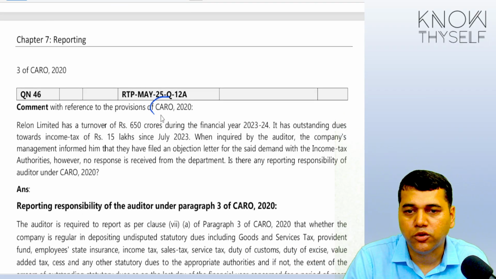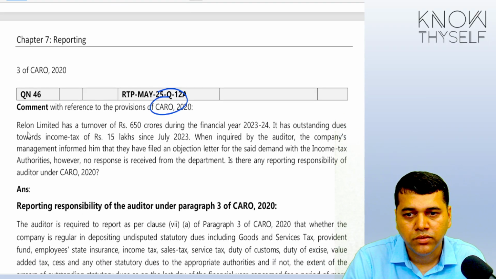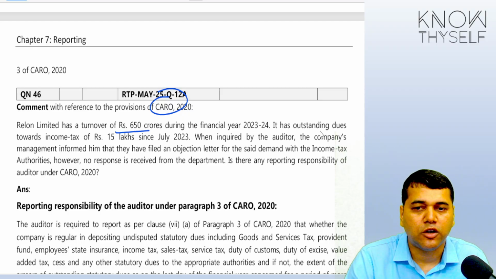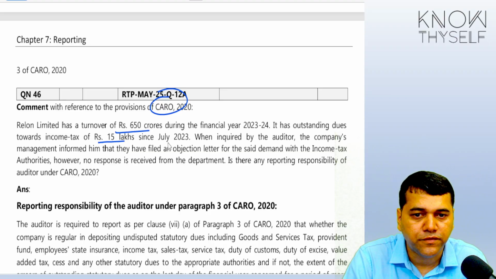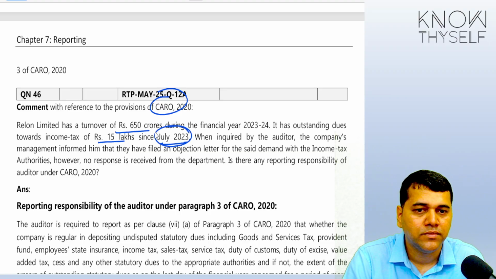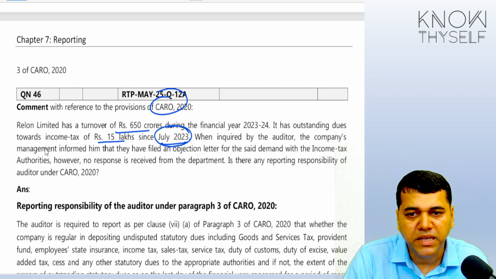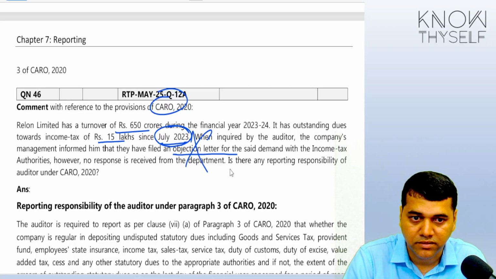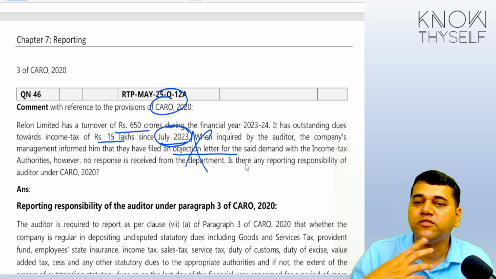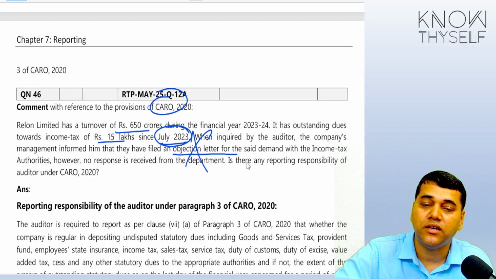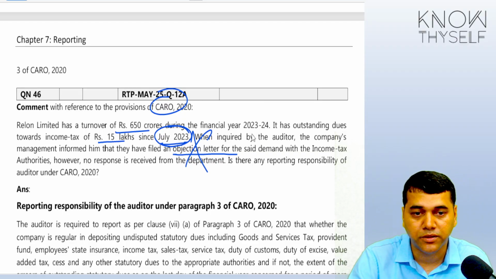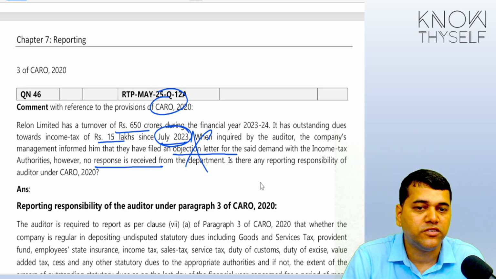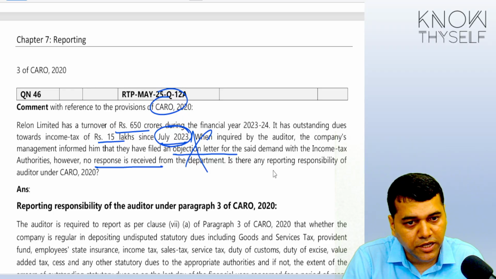Comment with regard to CARO, no doubt here, very easy to figure out. Relong has got a turnover of 650. It has outstanding dues of income tax from July 23. When inquired by the auditor, company management informed that they have filed an objection letter, not permitted, because an objection letter is more like a representation. It is not that you are filing with the dispute register, some income tax appeal and all. However, no response is received from the department. Do you have any reporting responsibility?